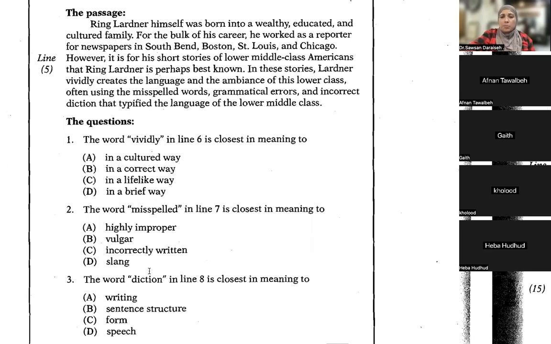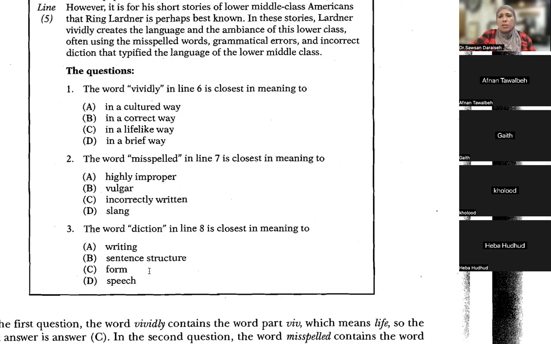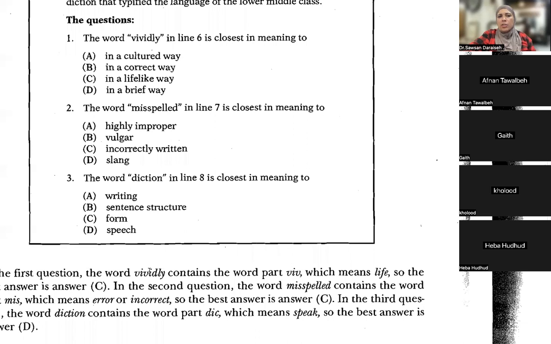Let's take a look at 3. Dr. Khulud, you had your hand up before. Where are you? You have disappeared. The word diction, Dr. Khulud. Do you want to do this one for us? The word diction in line 8. Yes, Doctor, I am with you. The word diction in line 8 is close in meaning to speech. Good job. Diction is like how things are said, how people speak. So here, diction means speech.